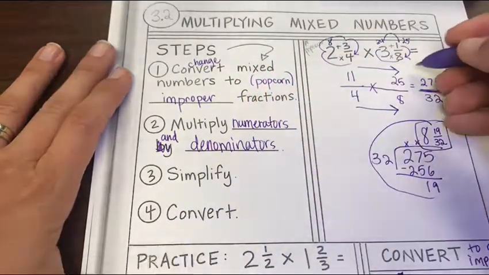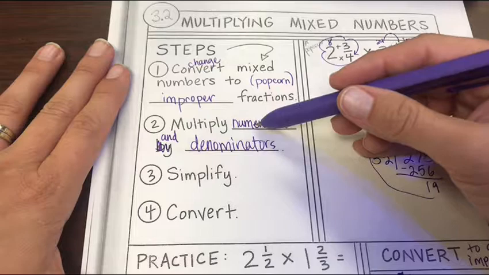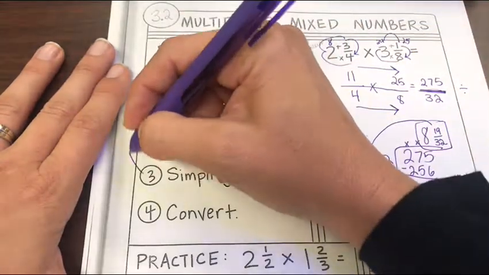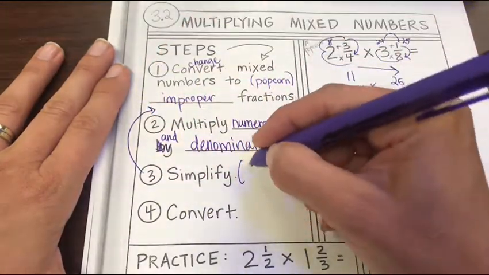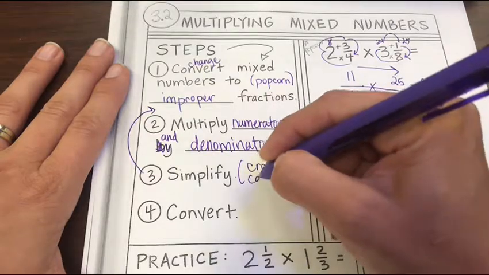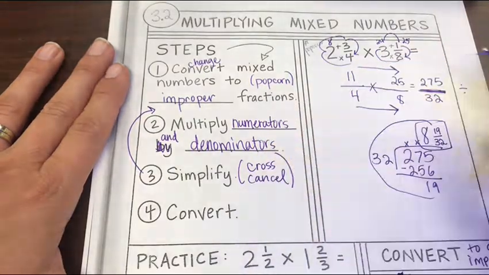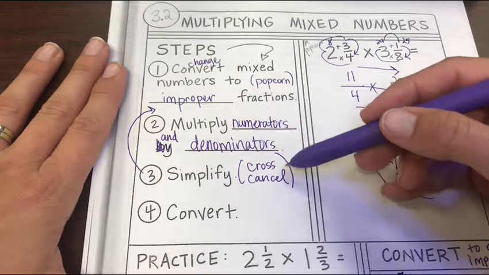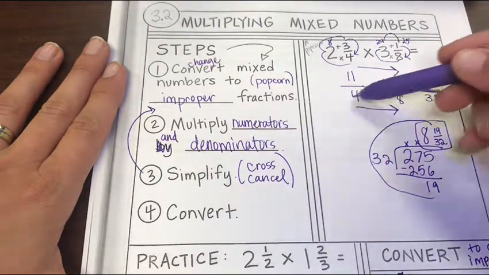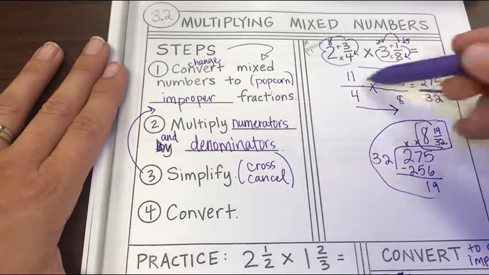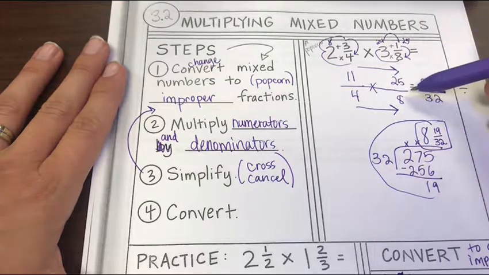Okay. Now, before we multiply, we're going to give it a try. We're going to try to simplify, which means cross cancel. That's what we did on page 21 earlier. So we're going to try to cross cancel. We tried to simplify those numbers a little bit, but we couldn't on this one.